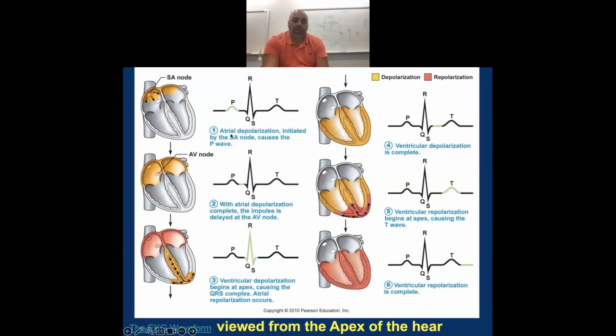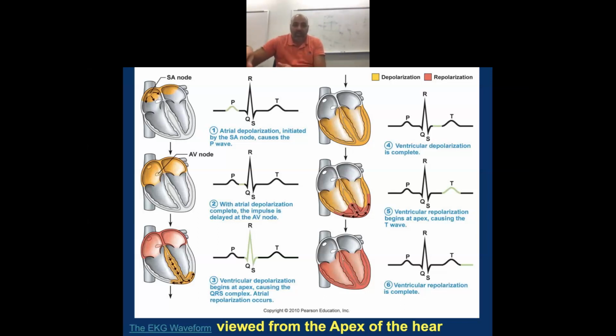EKG. So P wave, there's that atrial depolarization. Between P and Q, that's AV node. QRS, that is ventricular depolarization. And then between S and T, we've completed that depolarization. T is repolarization, relaxation.